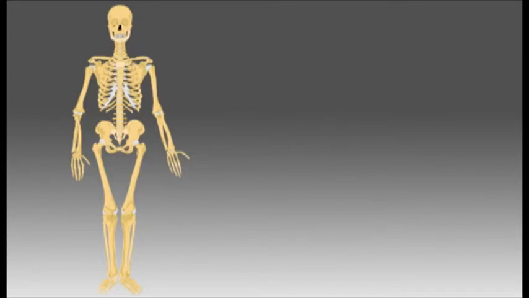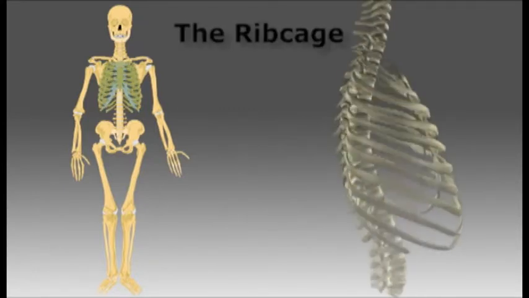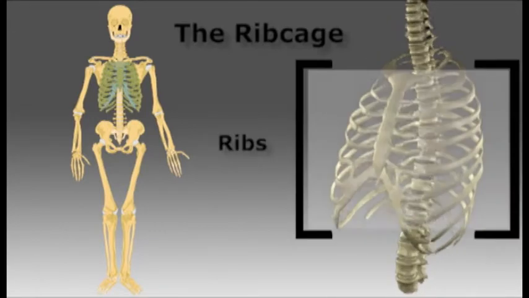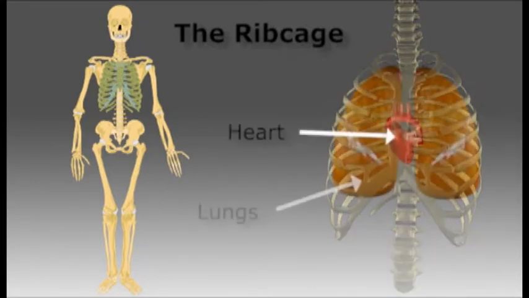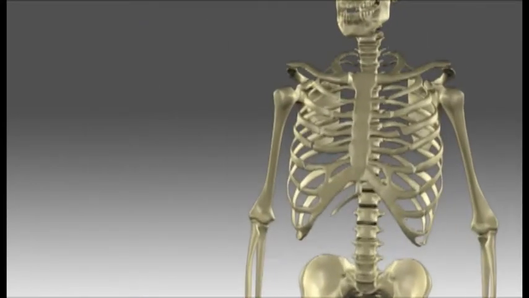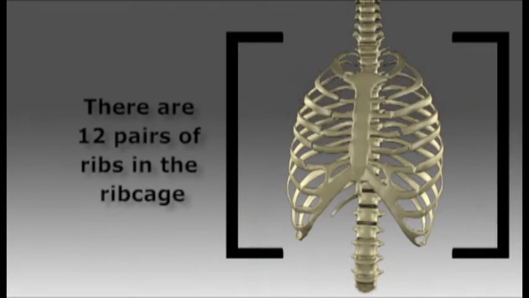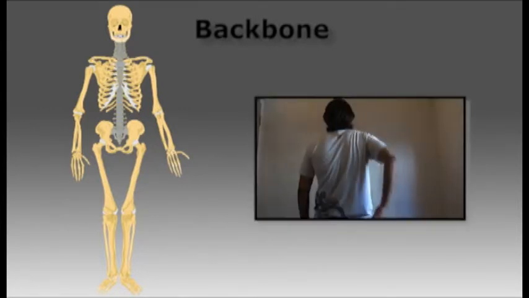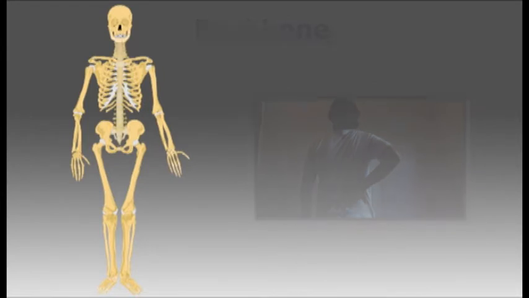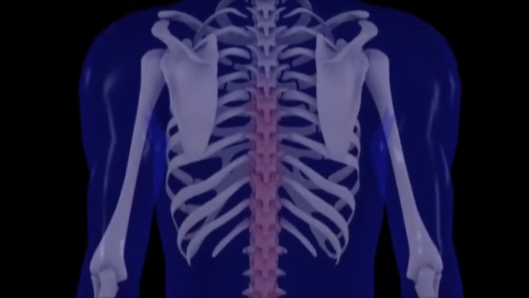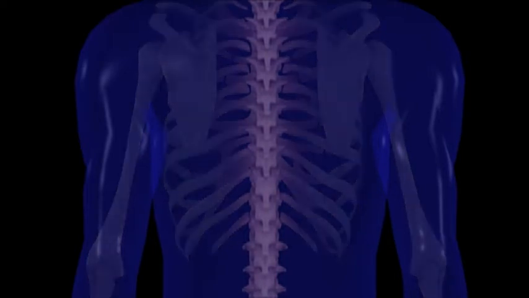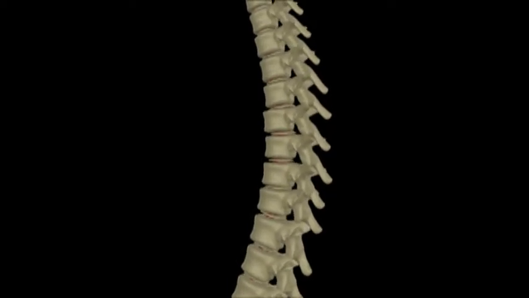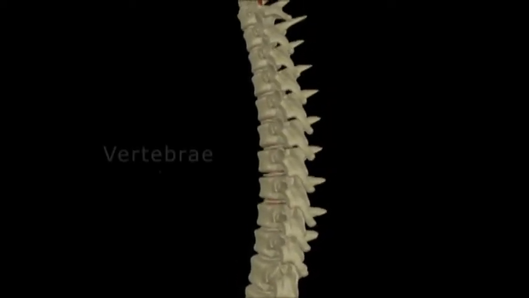Another important part of the skeleton is the rib cage. The rib cage is like a cage in our chest, which is made of bones called ribs. It protects our heart and lungs. There are 12 pairs of ribs in the rib cage. The third part is the backbone. You can rub your hand through your back to feel your backbone. Our backbone protects our spinal cord. Although it is called the backbone, notice that it is not a single bone, but a series of bones. These bones are called the vertebrae.